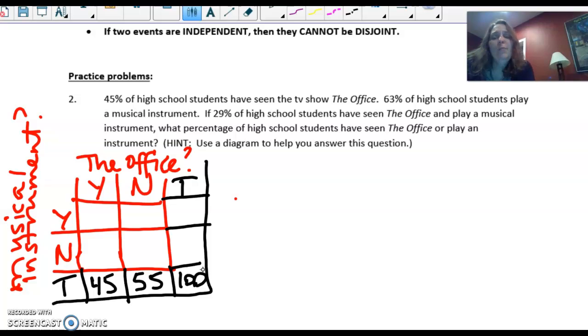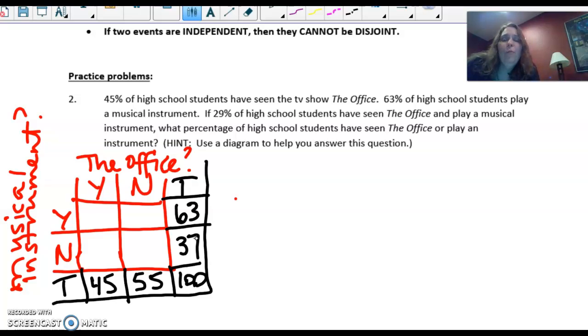63% of high school students play musical instruments. So musical instrument yes, go all the way to the total column and we're going to put in a 63. Since we have 100% altogether, 100 minus 63 leaves 37% who said no, I do not play a musical instrument.